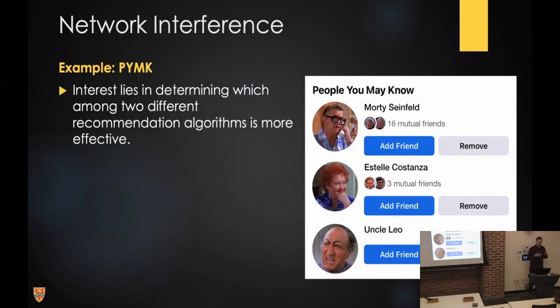It's not uncommon for the LinkedIns, the Facebooks of the world to experiment with the recommendation algorithm that underlies these kinds of recommendations. And so let's talk about how this can be a problem in a network setting. Suppose you have a new version of this recommendation algorithm and you just want to know which one is more effective. Is this new thing we developed better than what we're currently using? That's kind of the key question.